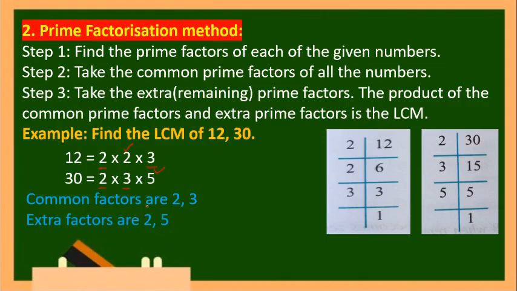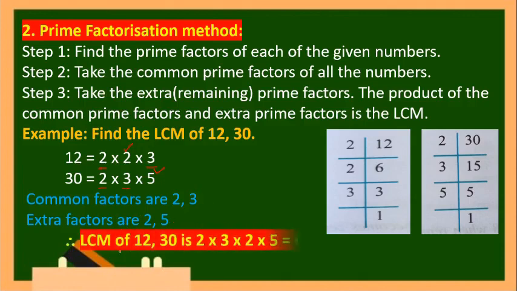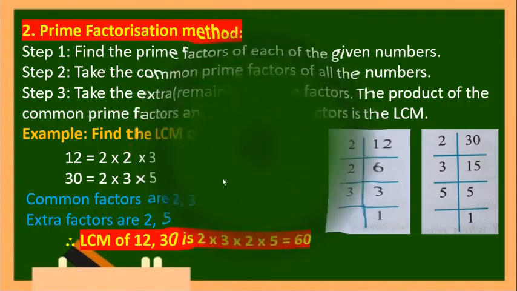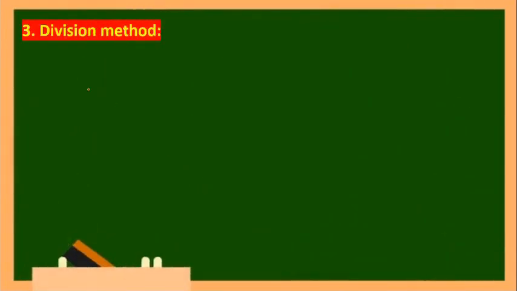Now we should take the product of these numbers so that you get the LCM. LCM of 12 and 30 is 2 into 3 into 2 into 5. That's nothing but how much? 60. So 60 is the LCM of 12 and 30. We should find common factors as well as extra, remaining factors. Product of them will be the LCM. Understood everyone? So this way we need to find LCM by the prime factorization method. Now let's see the next method, the division method.